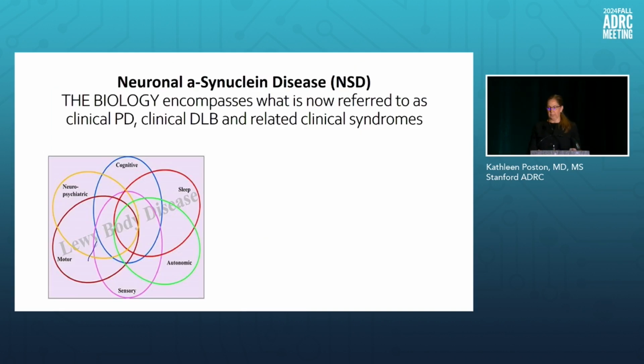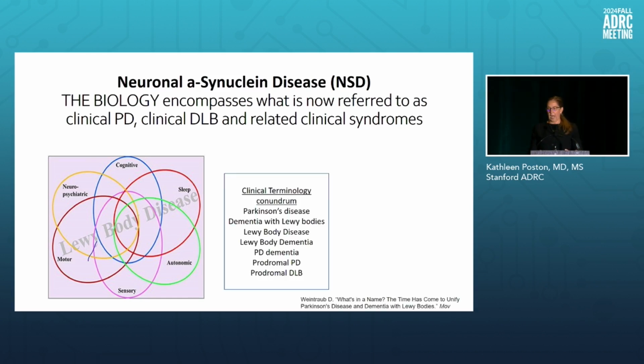And what we've also come to realize is that this idea of synuclein-driven disease really is a combination of cognitive, sleep, motor, autonomic, neuropsychiatric, and sensory symptoms, which have a variety of clinical terms, from Parkinson's disease, dementia with Lewy bodies, Lewy body disease, Lewy body dementia, PD dementia, prodromal PD, and prodromal dementia with Lewy bodies. We use all of these terms to talk about people who have this constellation of symptoms, which is predominantly guided by what time they happen to show up to clinic and what clinic they happen to show up in.